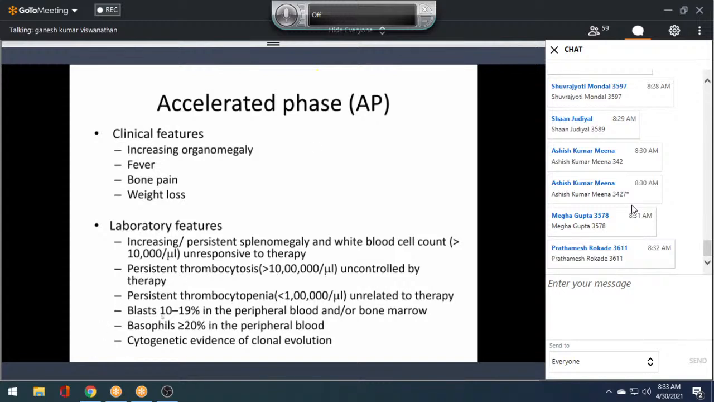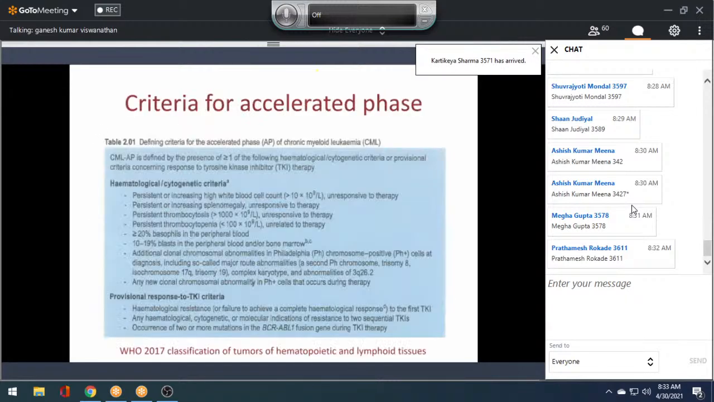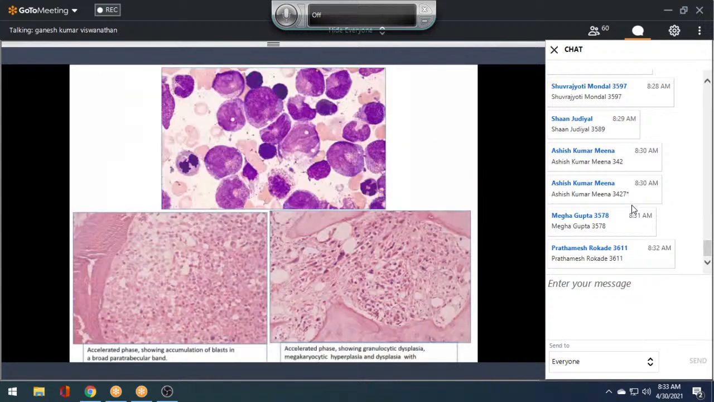Another important feature is blast count. Blast count can range from 10 to 19%, whereas in chronic phase it is less than 10%, usually in the range of 5 to 6%. The basophils are increased to more than 20% in peripheral blood, and there can be other genetic changes. So this is the WHO criteria. It highlights the points we just saw.